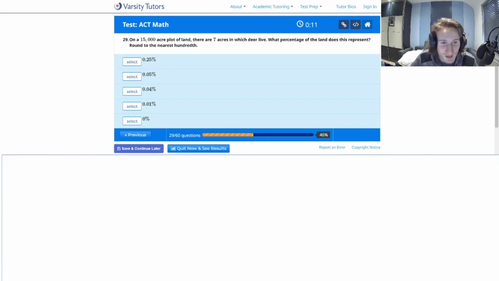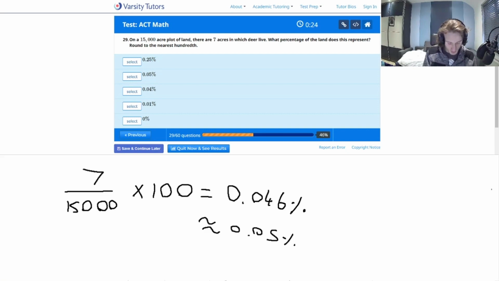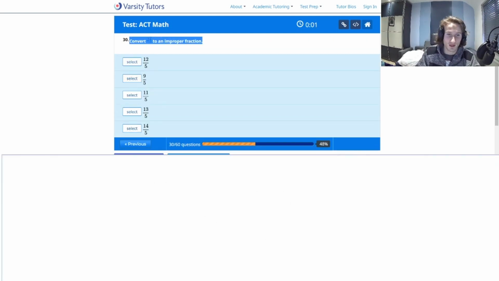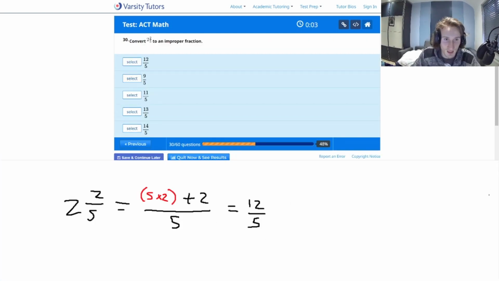Alright, on a 15,000 acre plot, there are 7 acres in which deer live. What percentage of land does this represent? So that's 7 over 15,000 times 100. So 0.46%. Convert this into an improper fraction. That's going to be 2 times 5 plus 2, 12 over 5.